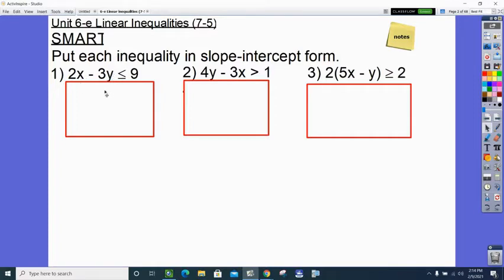So you're going to transform this inequality. That x term is going to move and you're going to divide. So change this inequality so that y is isolated. Okay, let's just see how you did.